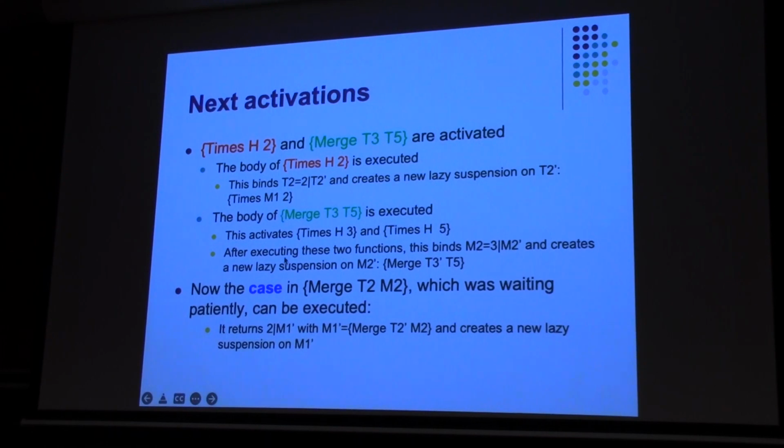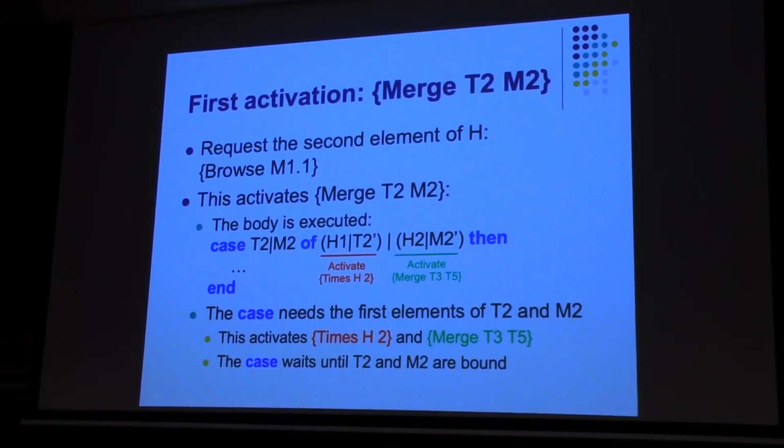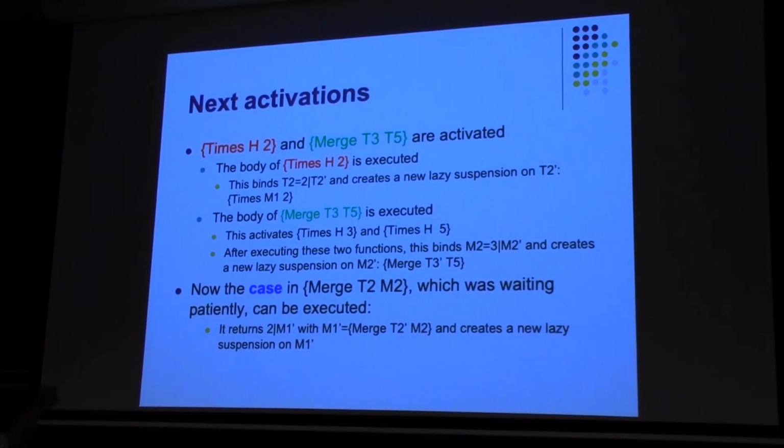So the red one and the green one are both running. So the body of times H2 is executed. This will bind T2, the result, to 2 bar T2 prime. That means T2 now has a value. So the case statement is very happy. The case statement here in the previous slide, the T2 now has a value. Of course, there's still the M2. It also does a recursive call, this times T2 prime, which creates a new lazy suspension.